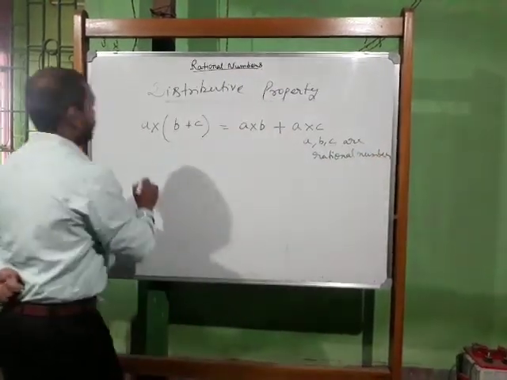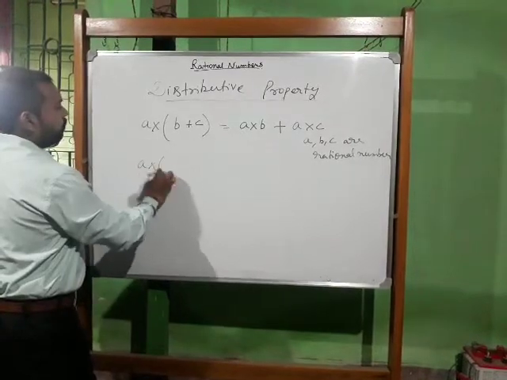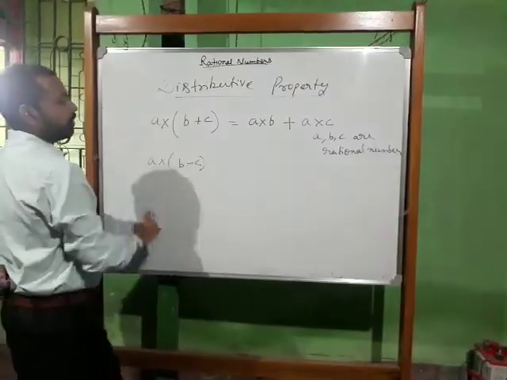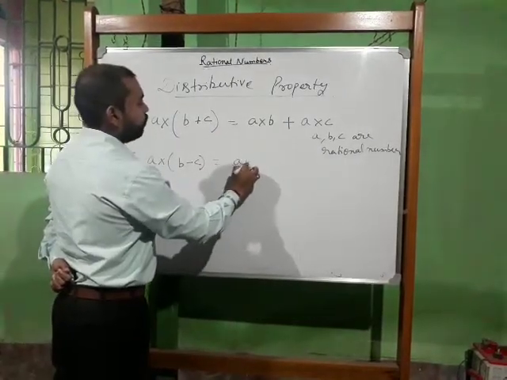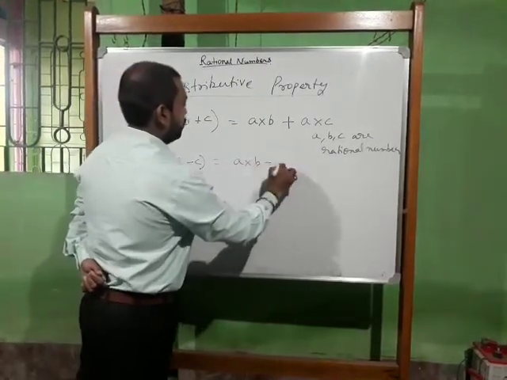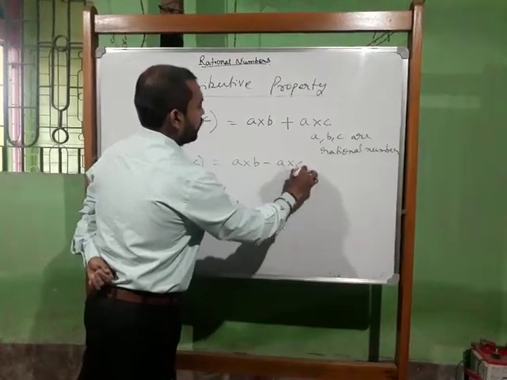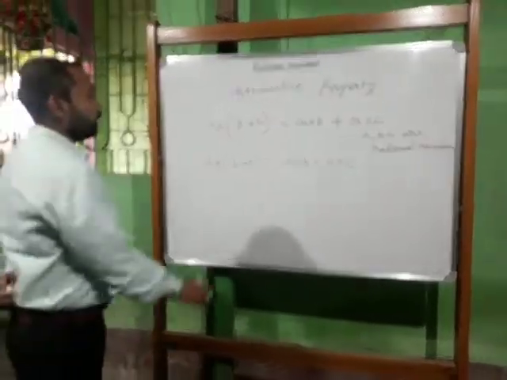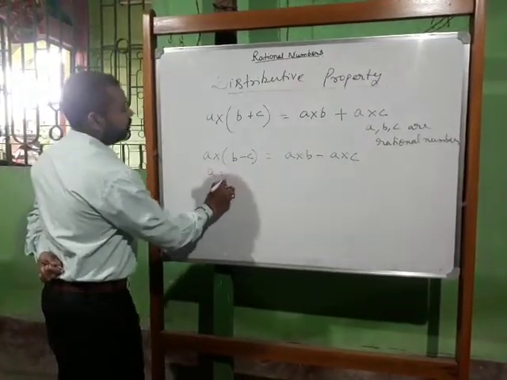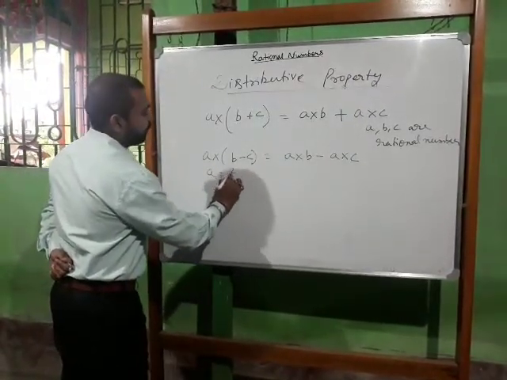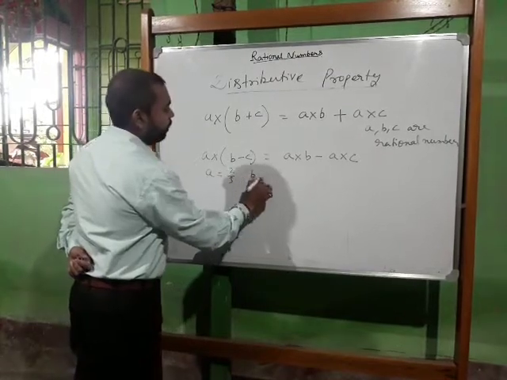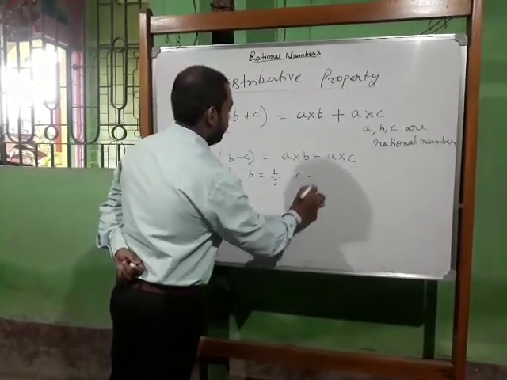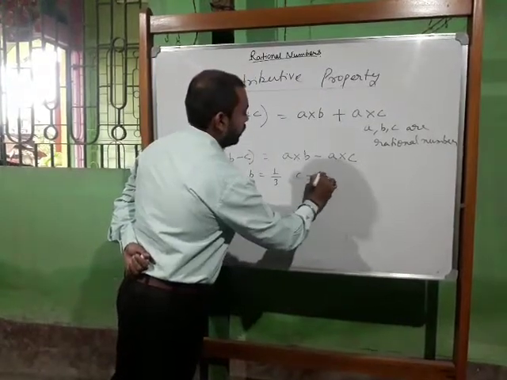Similarly we can write A into (B minus C). This is the distributive property under subtraction. So it is A into B minus A into C. Similarly, we can prove this. Let us take A equal to 2 by 3, B equal to 1 by 3, and C equal to 5 by 3.